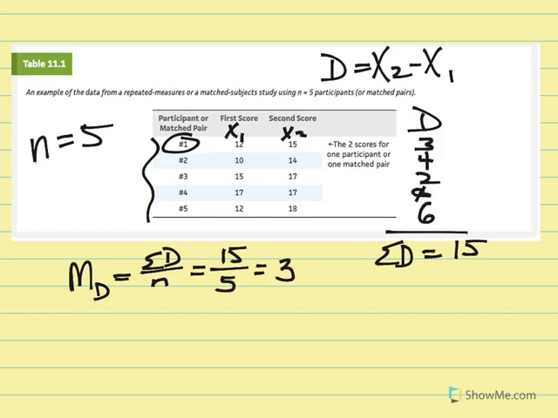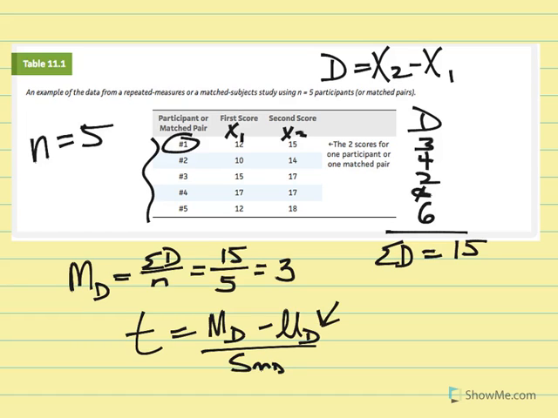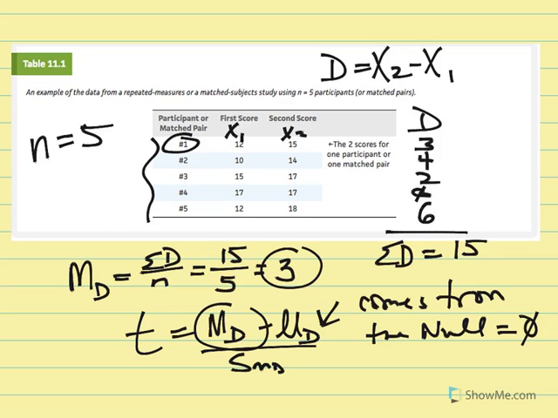So again, this is the process that we would follow to then use our t-statistic equation, which is the mean difference minus the population mean difference over the estimated standard error of the mean difference. And again, this is coming from the null that says there is no difference, so it equals 0. And again, we just computed what our average difference is.